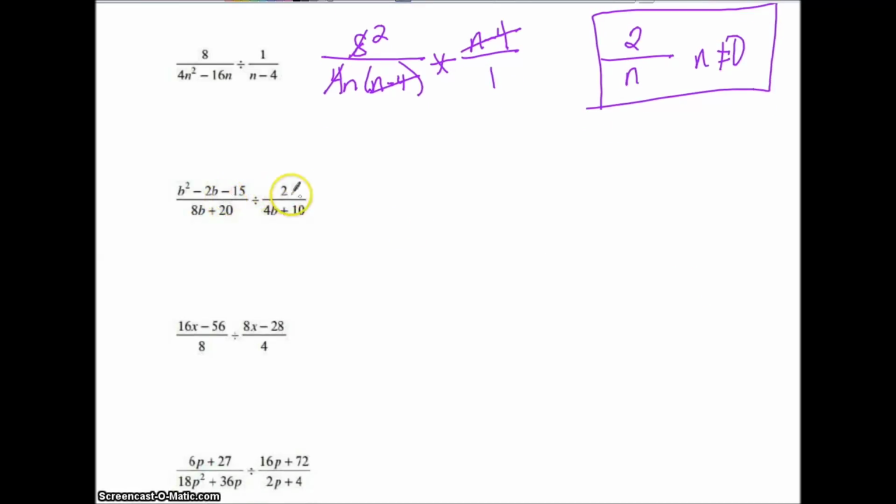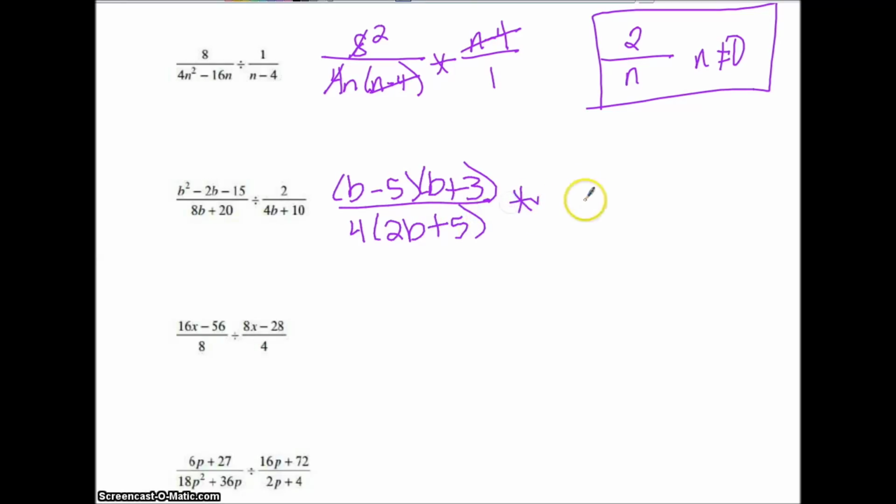B squared minus 2b minus 15. Signs are different. The larger is negative, so it's b minus and b plus. Factors of 15 that when I subtract give me 2 are going to be 5 and 3. Over 8 and 20 will both divide by 4, leaves you 2b plus 5.